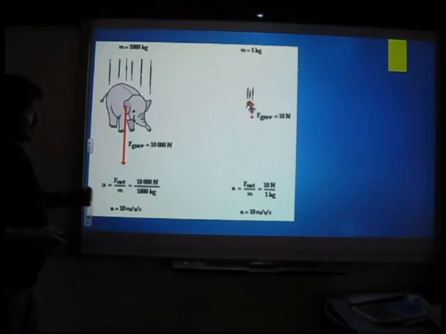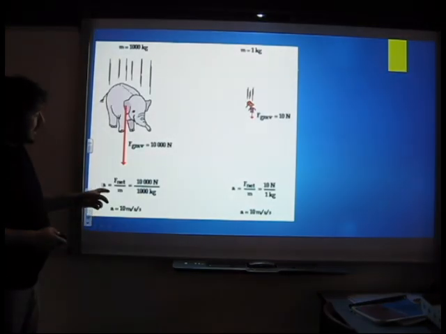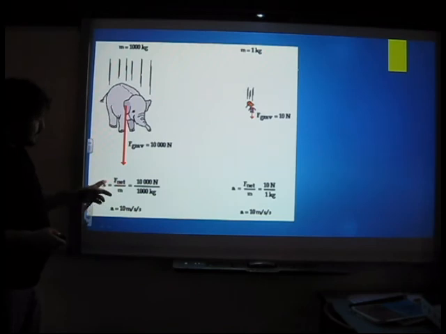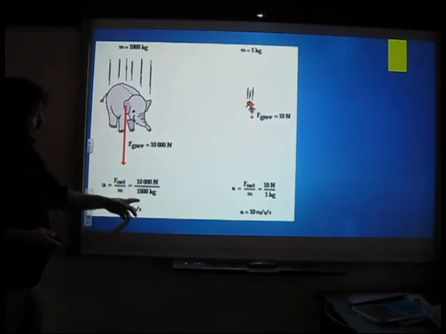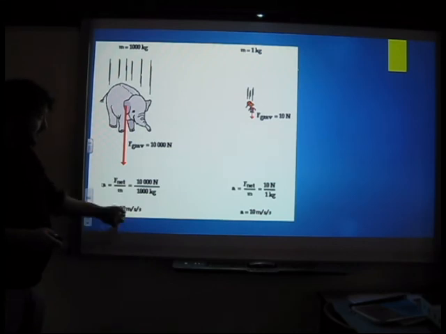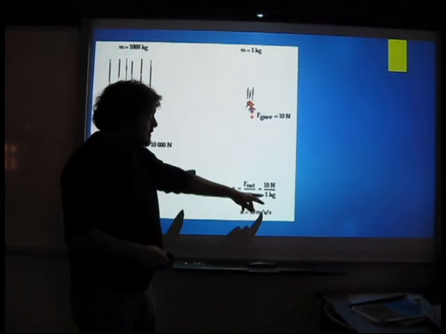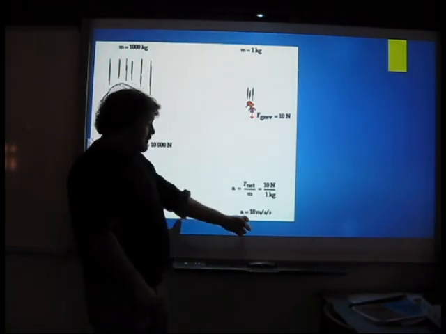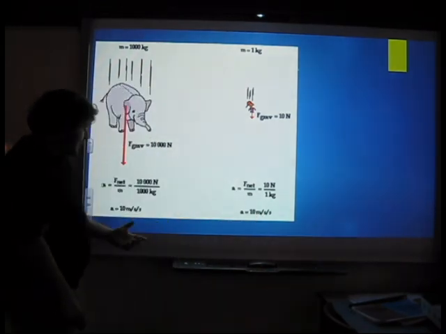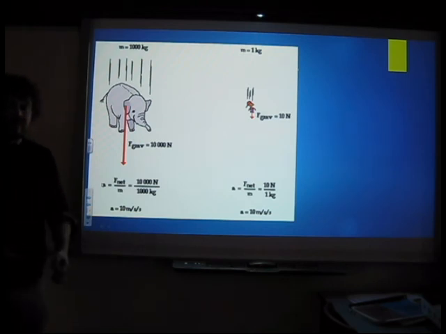So here we can see it broken down in two ways. We have acceleration equals force divided by mass, so 10,000 divided by 1,000, 10 meters per second per second. Here we have 10 newtons divided by 1 kilogram, and we're down to 10 meters per second per second. Again, acceleration is the same. And with gravity, it always is.